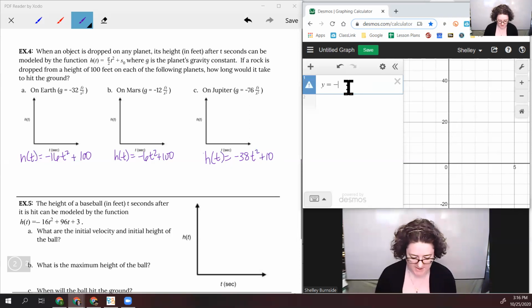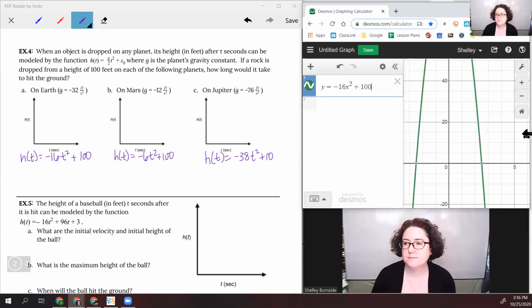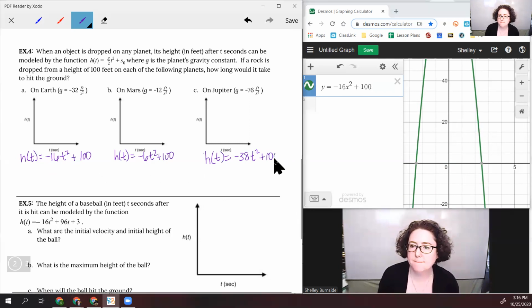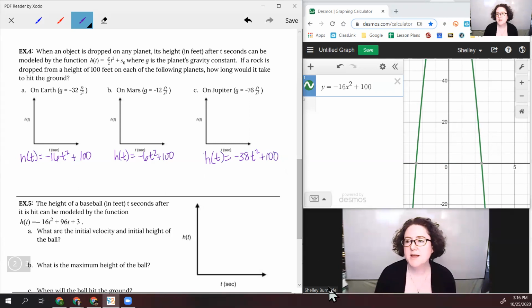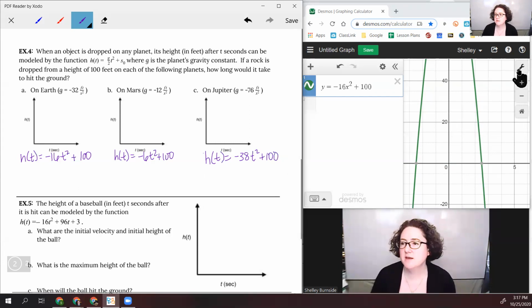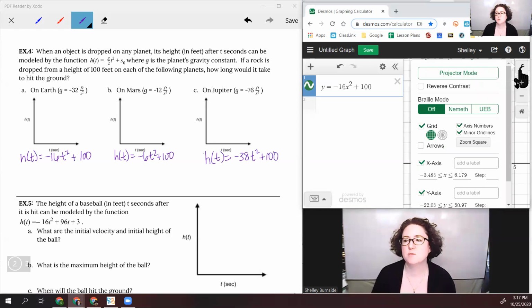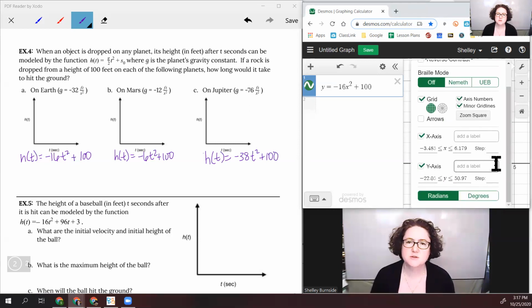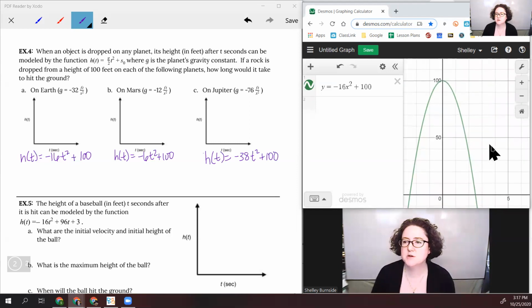So y equals negative 16x squared plus 100. So I'm thinking for each one of these, we're probably going to, oops, and that should be a 100, not a 10. I'm going to have to adjust my graph again. So again, if I'm going to drop everything from a height of 100, what do you think I should change? Now, let's go ahead and change our y-axis. I'm actually going to bump it up a little bit higher than 100 just so I can see things easier. And so here's our graph.